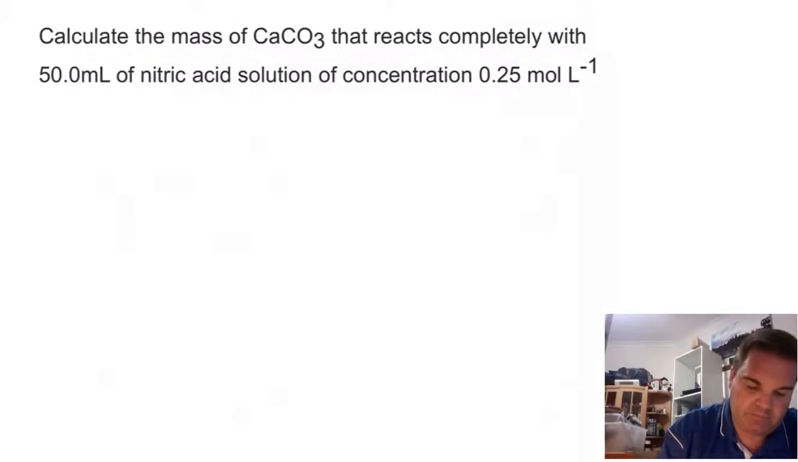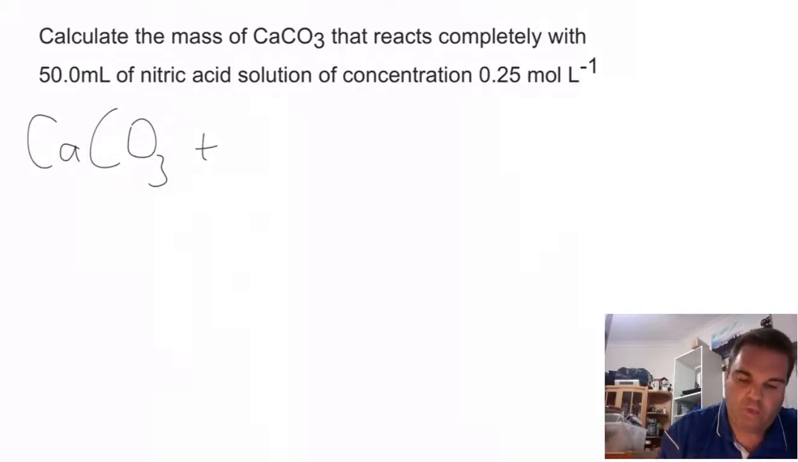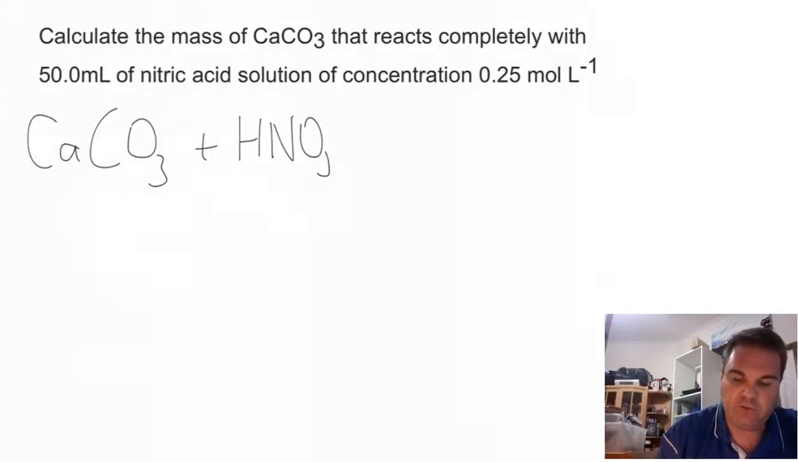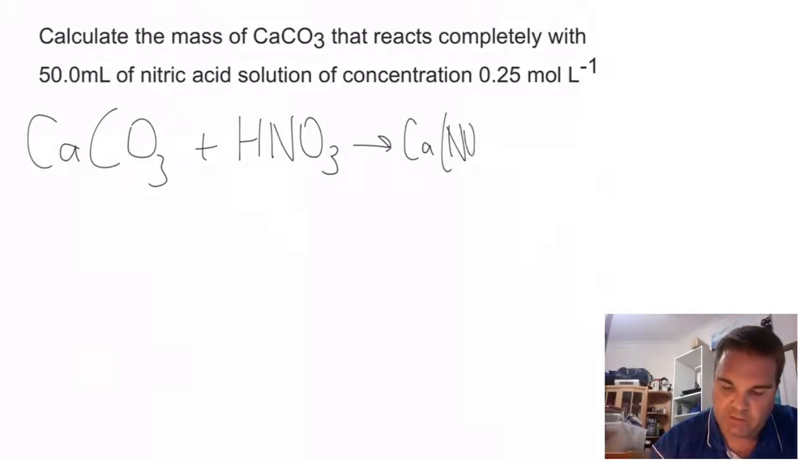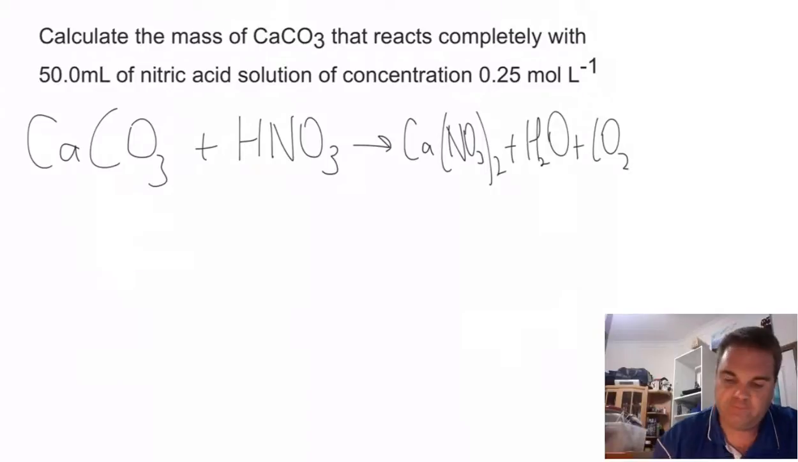So I've got calcium carbonate here, and we're reacting that with nitric acid solution, HNO3, and you've just got to know what you're doing here. So I'm just going to make that 3 a little bit clearer. And this is an acid carbonate reaction, so we get a salt, which in this case is calcium nitrate, we get water, and we get carbon dioxide.